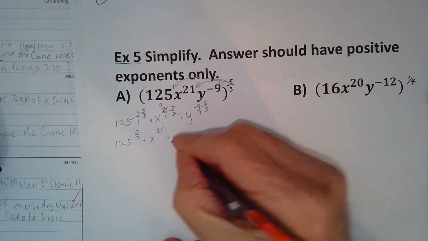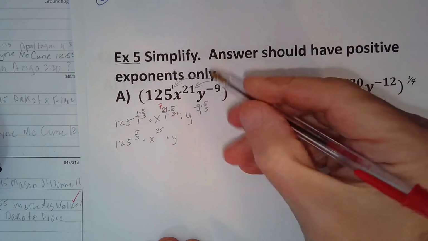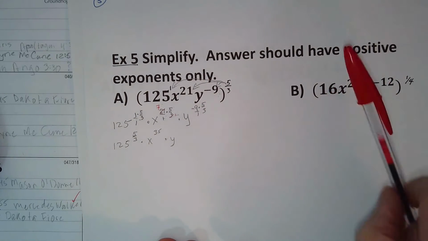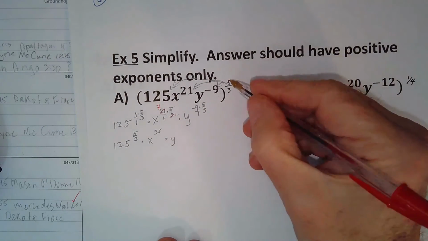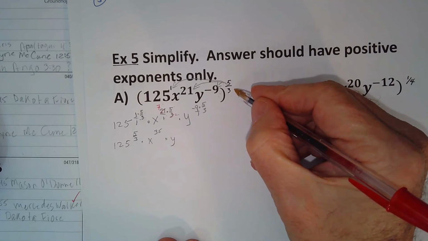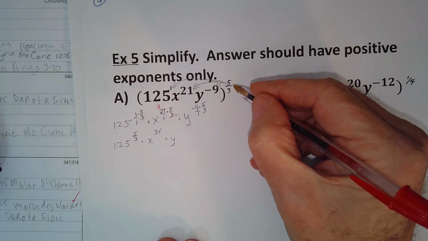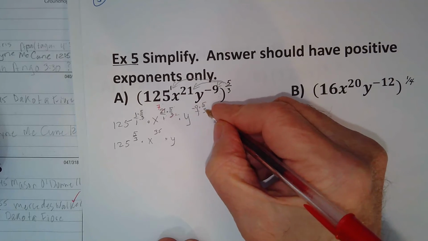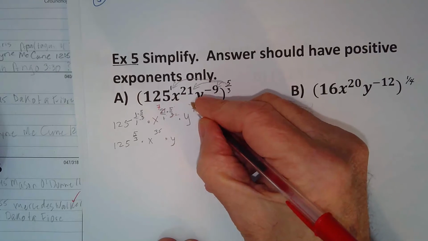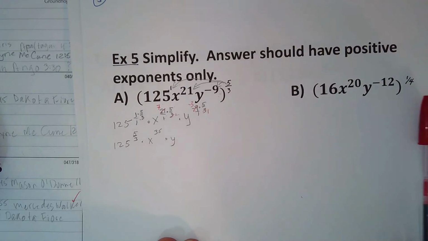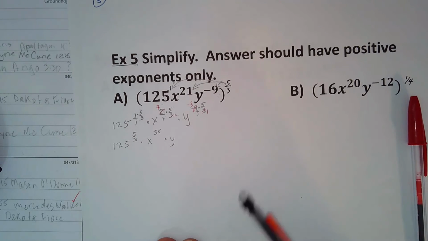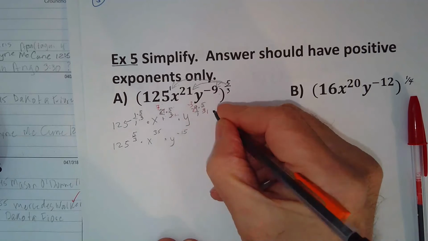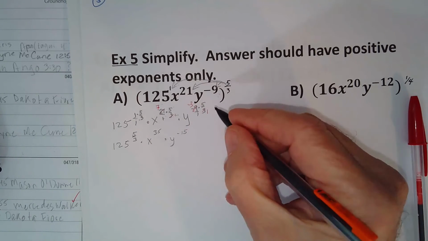And then the y, I can also cross-reduce. I can divide 3 out of both the negative 9 and the 3. So this leaves me with negative 3 over here, and this is 1. So negative 3 times 5 is negative 15 in the numerator. And then the denominator is 1, so I'll just leave that as negative 15.